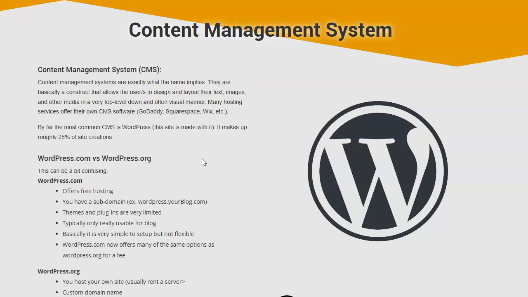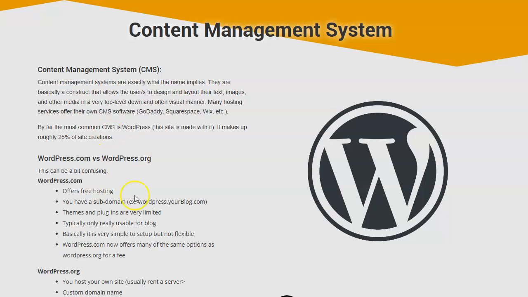All right. That being said, we're going to be using WordPress. The reason why we're using WordPress is mostly because it is the most common website CMS you're going to find. Roughly 25% of sites are made using WordPress. I believe it's probably higher than that. The website you're looking at right now is, in fact, WordPress. So it is sort of like the industry standard.